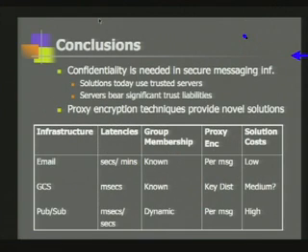So in conclusion, we show that confidentiality is needed to secure messaging infrastructures. Solutions today either provide no support for this or use trusted servers. Consequently, those servers bear significant trust liabilities. We propose the use of proxy encryption techniques to solve this problem and produce novel solutions that minimize the trust liabilities in servers supporting confidentiality.